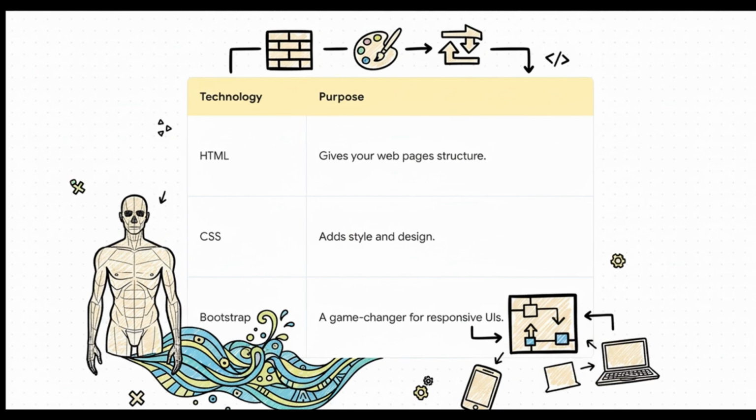HTML gives you the raw structure. It's the skeleton of your page. CSS then comes in and adds all the styling. That's the skin, the colors, the fonts. And then you've got Bootstrap. Oh man, think of Bootstrap as a professional design kit that's a total game changer. It helps you build interfaces that look amazing on any screen, from a tiny phone to a giant desktop, without having to reinvent the wheel every single time.